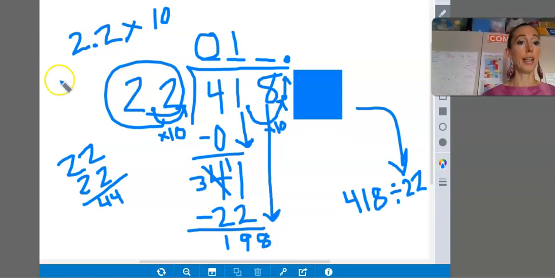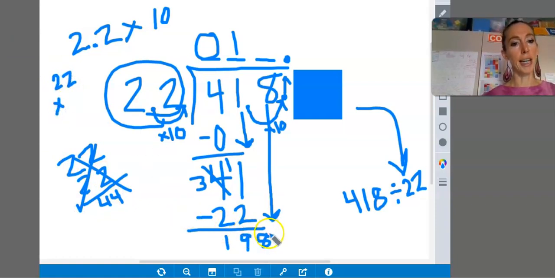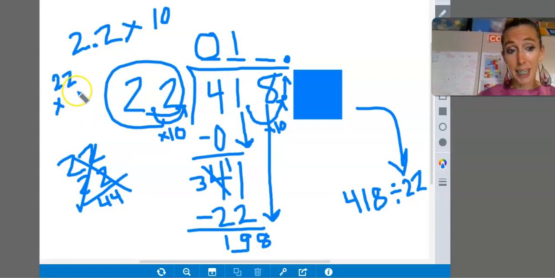Now, no, I don't want to list multiples of 22 over there. That's going to take me forever. So I'm going to go ahead and think. 22 times what gets me close to 198? Now, I see the first 2 digits is 19. So I have a 2 here, and I'm like, 2 times what gets me close to 19? 2 times 7 is 14. 2 times 9 is 18.